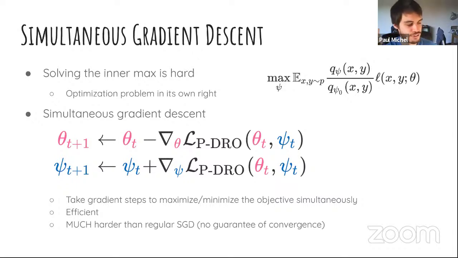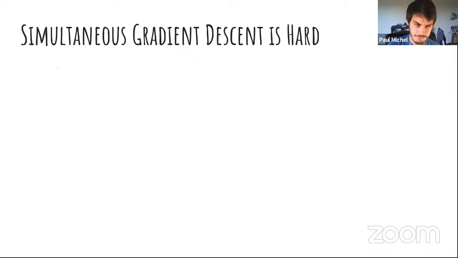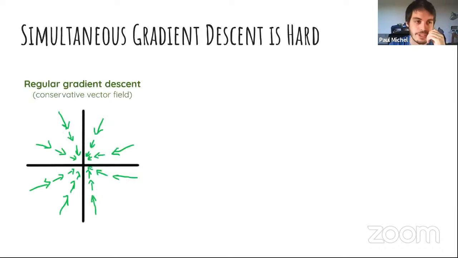And I really want to stress this because I think there's a fundamental difference between regular gradient descent and simultaneous gradient descent. So here's a small visualization of how that's different. In regular gradient descent, we're following a vector field that is the gradient of some function. That's called a conservative vector field in physics. And a good thing about this is that we're always going down, right? This is descent. And typically around a local minima, you have a gradient field that looks like this, which means that the trajectories are going to converge to one point.